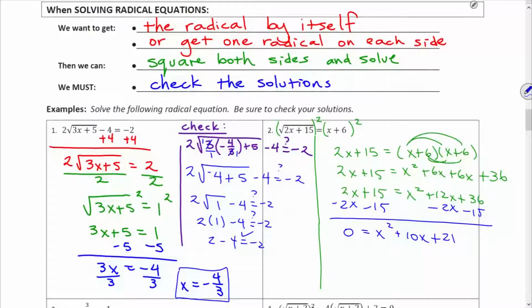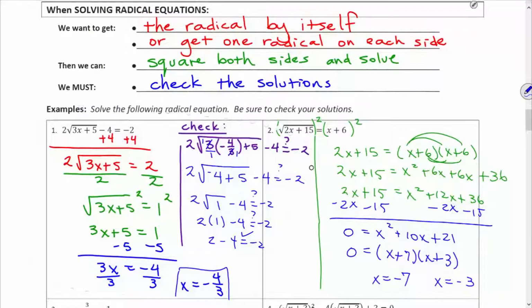Now, if I can factor, I will factor. And this one actually does factor, and I get 0 is equal to x plus 7 times x plus 3, which means that using the zero product property, x is equal to negative 7 and x is equal to negative 3. Okay, now before I celebrate, I'm going to check my solutions. I'm actually going to erase this stuff over here so that I have some more space to check my answers.